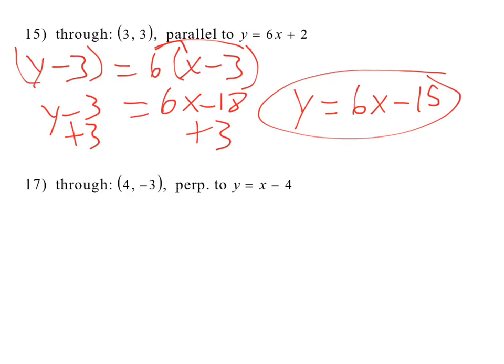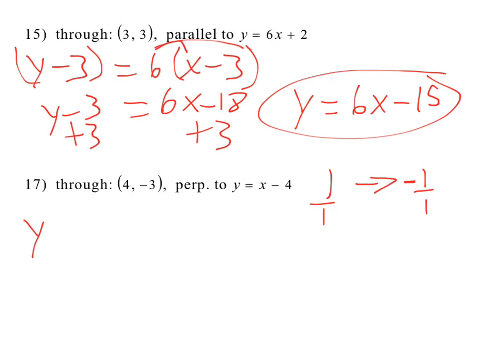So when we get to 17, I need to get a line that goes through the point, but it's perpendicular to this line here. If you want a line that's perpendicular, you take your original slope, which is right there, 1, and you need the opposite reciprocal, 1 over 1. When you flip it upside down, it gives you 1 over 1, and you change the sign, so it's going to be negative.